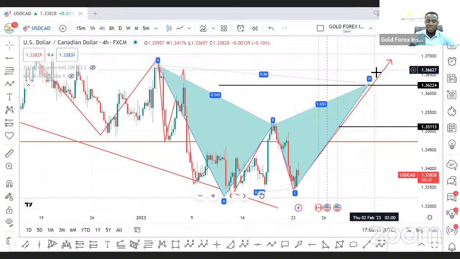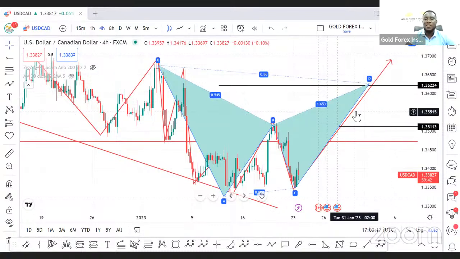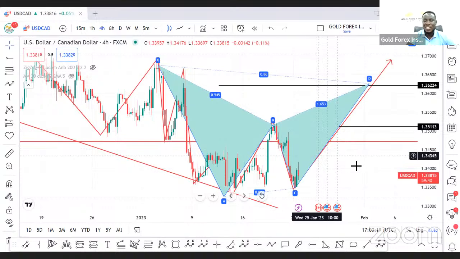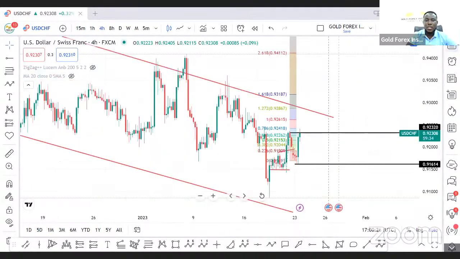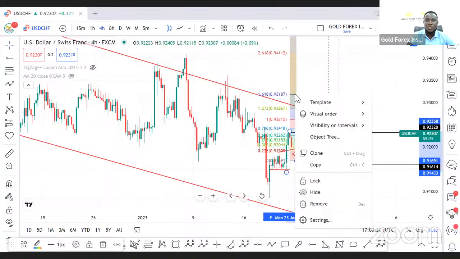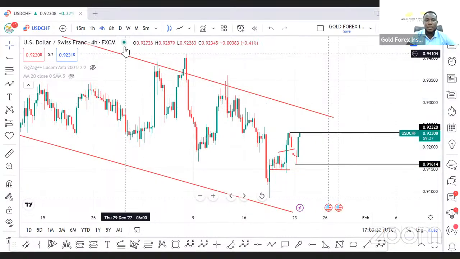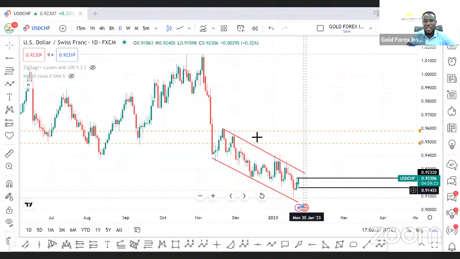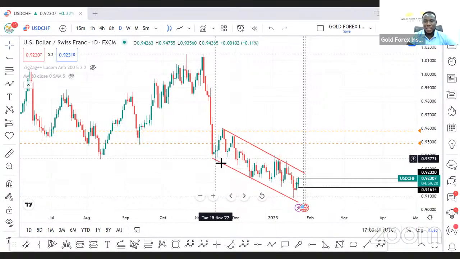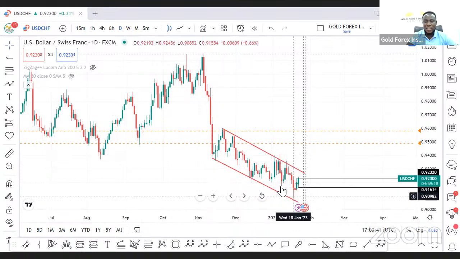I remember one of my students said that the reversal will happen on the 23rd, and it's happening. Okay, so let's look at other pairs like USD CHF. Now, USD CHF, I'm expecting it to move a lot higher, okay? Now, on the daily time frame, let's go see. We still have the ending diagonal over here. It tied there, tied there, tied there. This is an ending diagonal, okay?